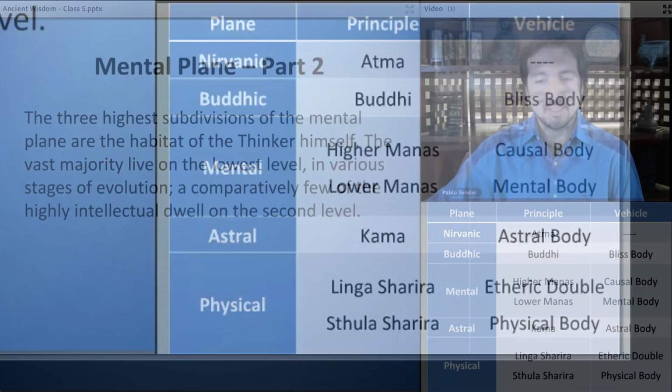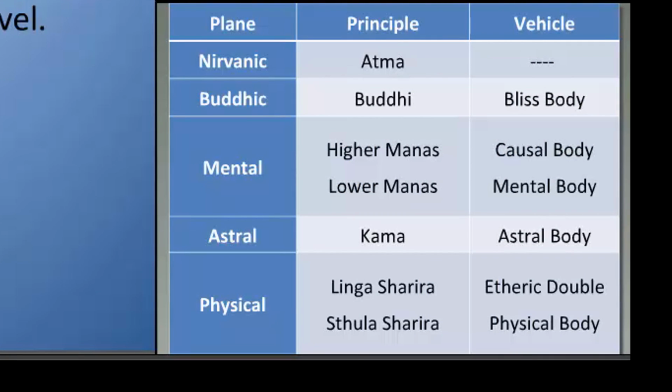So remember that the mental plane is divided in two subdivisions. Each plane has 7 subplanes. So the lower 4 are part of the lower mental plane, or lower manas in Sanskrit. And the 3 higher subplanes are part of the higher mental plane.